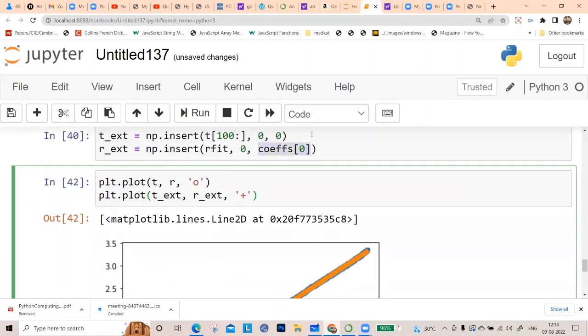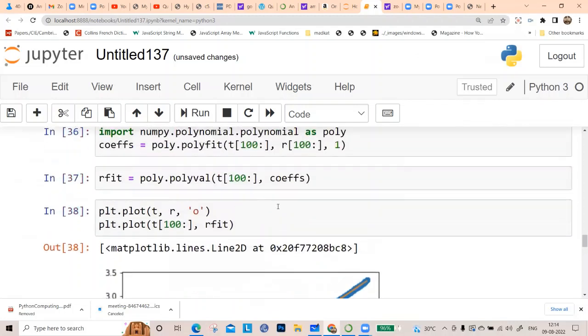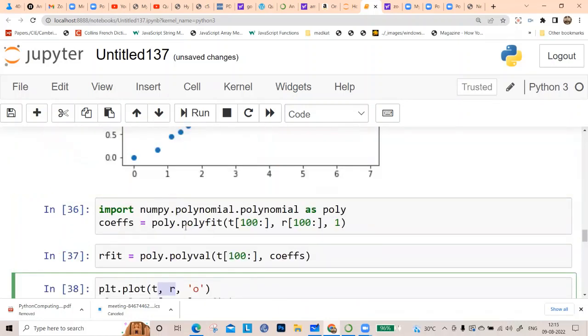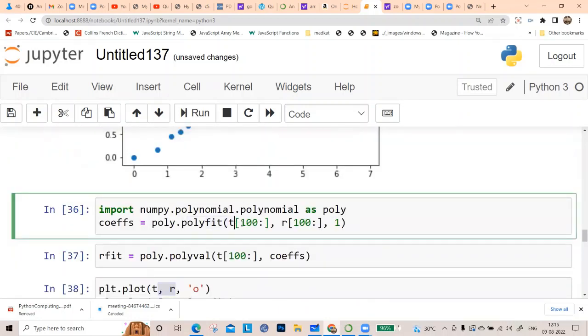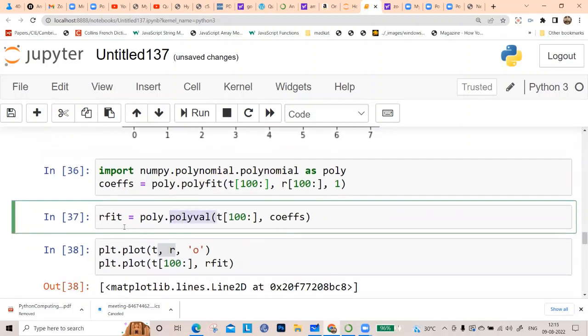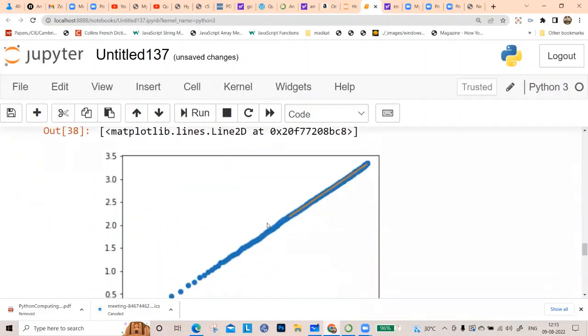But of course, to begin with, you may not do all those things. You simply take T and R and fit it to the entire data. You can always do that. So first you polyfit with this, and then use polyval to calculate the fitted R values. You need not take the slice values. You can take the entire values. So that way you can do that.